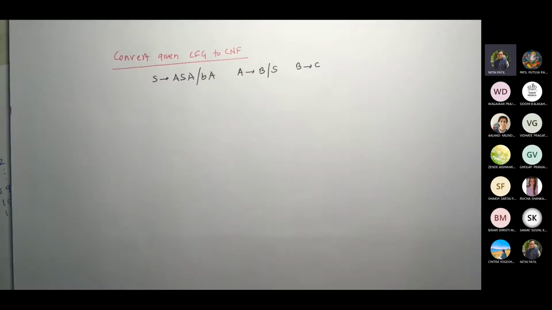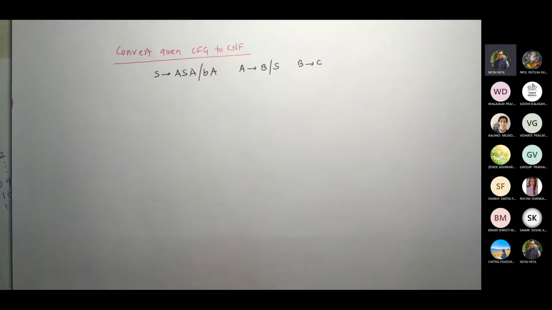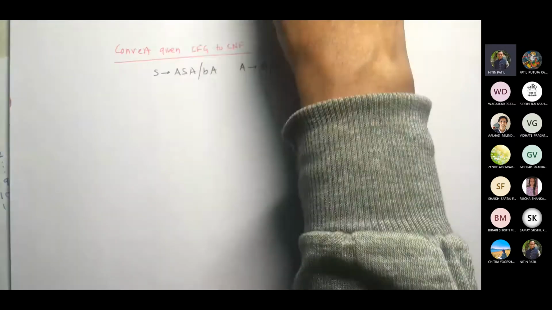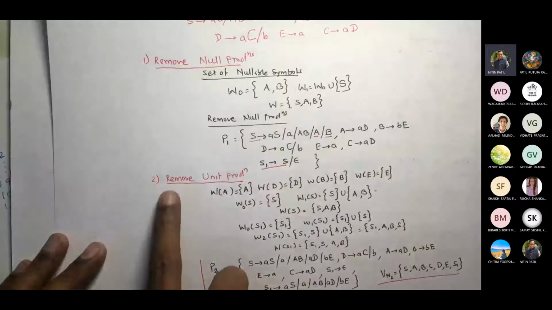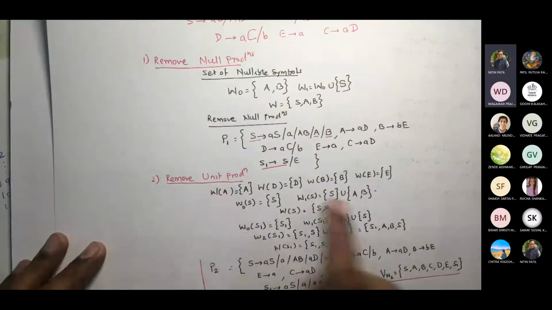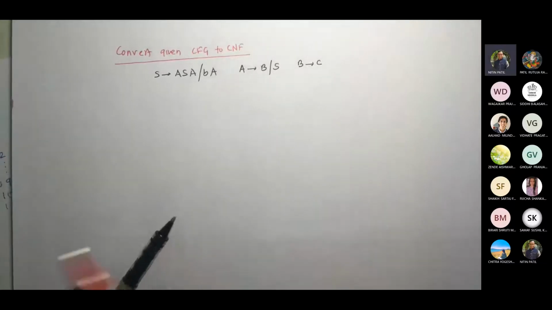First step was what? Remove null productions. Do we have any null productions? No, sir. Good. We don't have, correct? Okay, now what to do? After removing null productions, or if they are not there, you check whether you have unit productions. Do we have unit productions there? Yes.